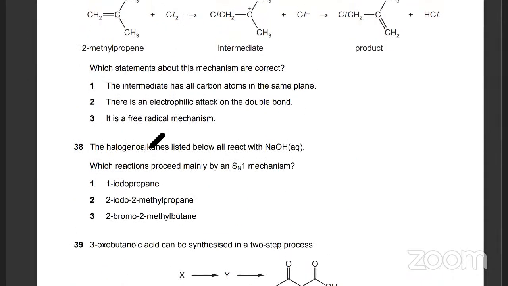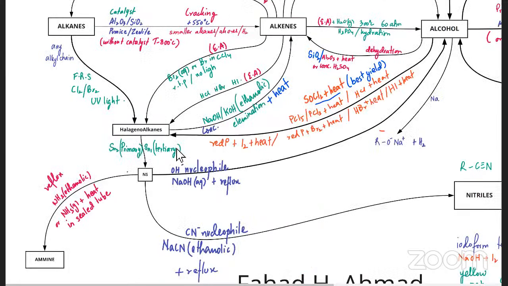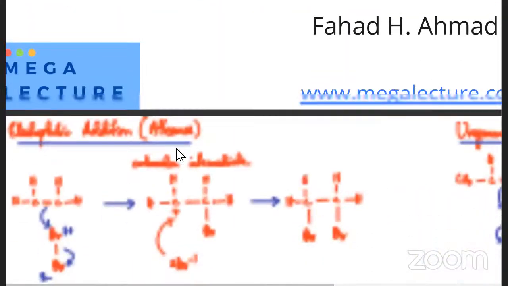So next one, you've got halogenoalkanes listed below that all react with NaOH. Which reactions proceed mainly by an SN1 mechanism? So which halogenoalkanes have SN1 mechanisms? Primary, secondary. Okay, so it's tertiary halogenoalkanes, these ones.